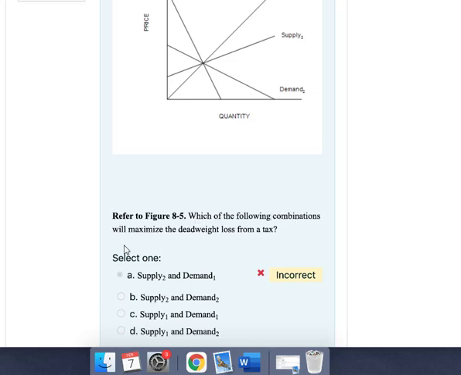Which of the following combinations will maximize the deadweight loss from a tax? Well, this has got to be these. Supply 2 and demand 2 are more elastic than these other two lines because they're more horizontal. There's a greater change in quantity for a smaller change in price. That's going to create a bigger area of deadweight loss. So it must be supply 2 and demand 2.